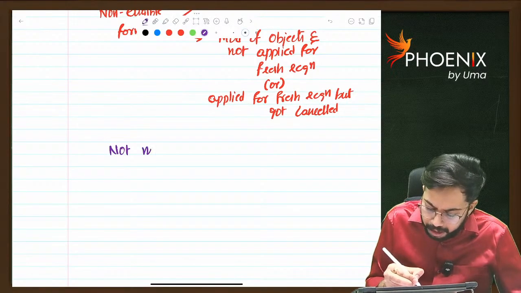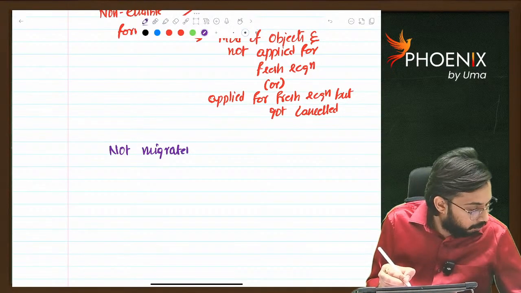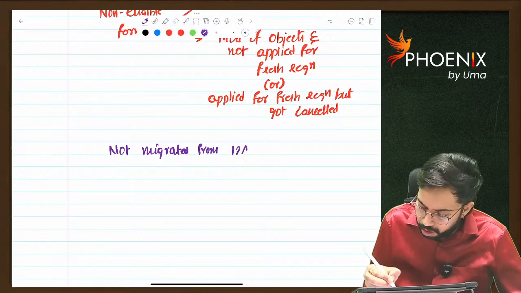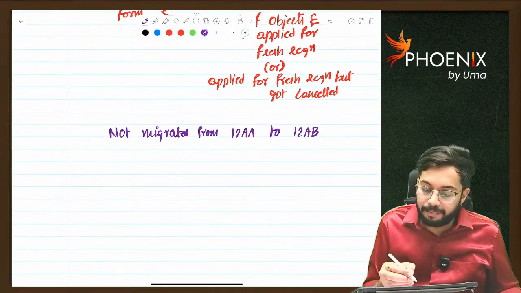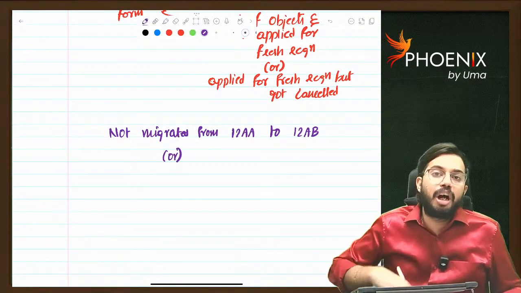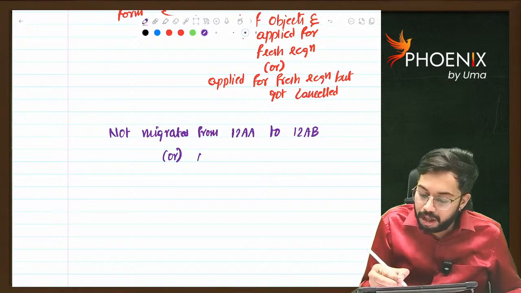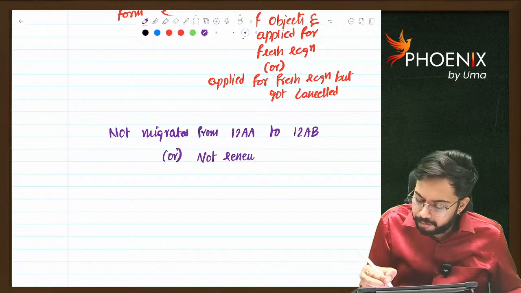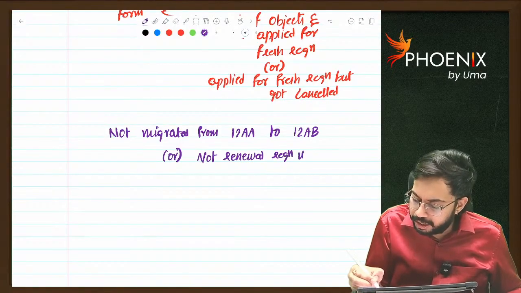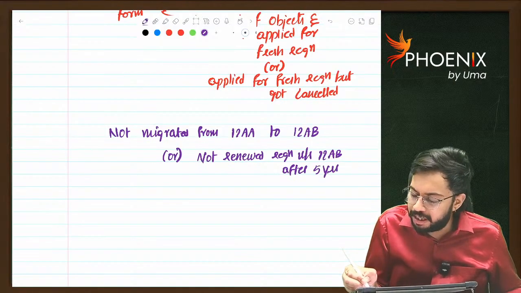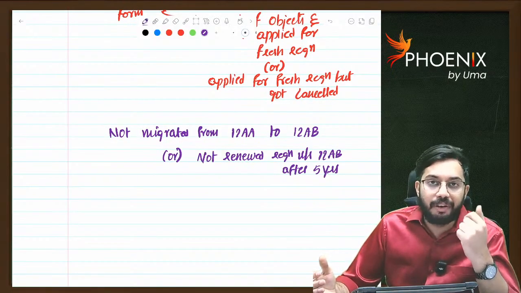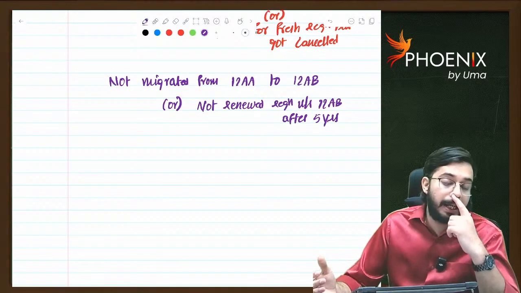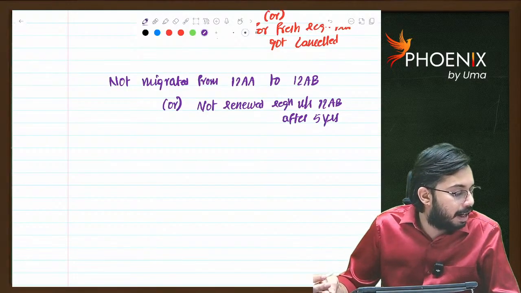Not migrated from 12AA to 12AB. You know, right, after 1st April 21, every trust is required to migrate from 12AA to 12AB, but they did not migrate from 12AA to 12AB, or did not renew registration under section 12AB after 5 years. See, every 5 years it needs to renew its registration, right? But the trust failed to renew its registration after 5 years under section 12AB. Then also, whatever the accreted income is there, on that it is required to pay tax at the rate of MMR.